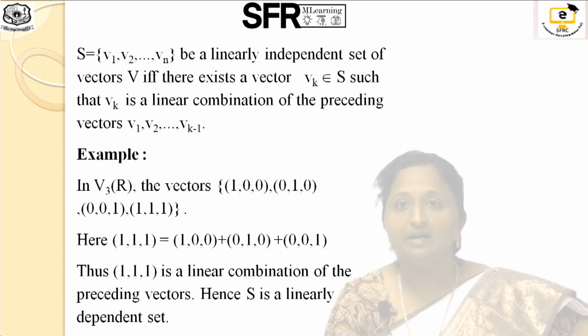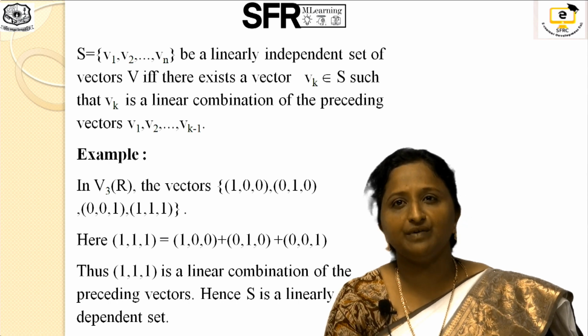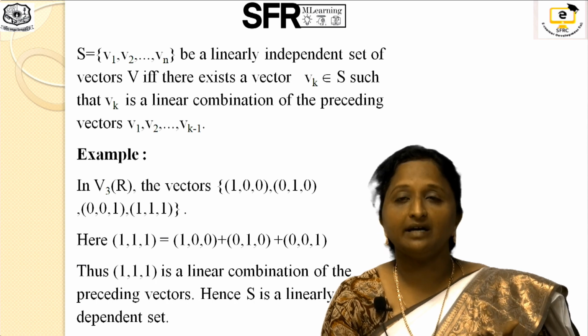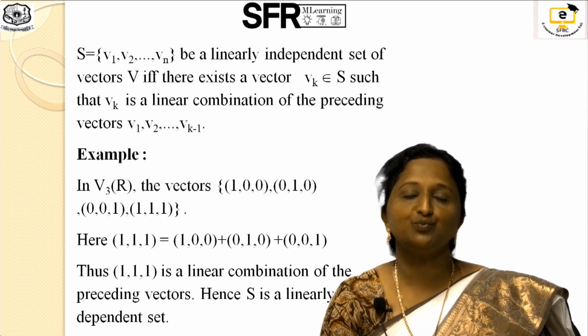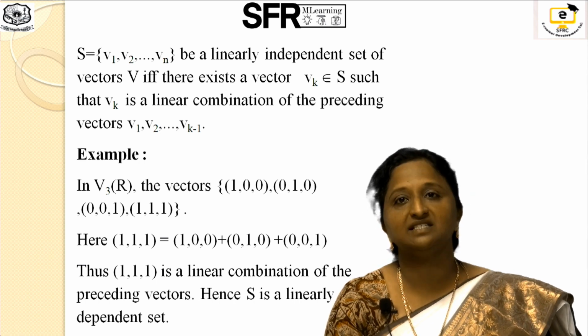So we proved that for S = {V1, V2, ..., Vn}, n vectors. Just now we know the characterization that there is a positive integer k such that Vk is a linear combination of the preceding vectors. We need to prove this with an example.